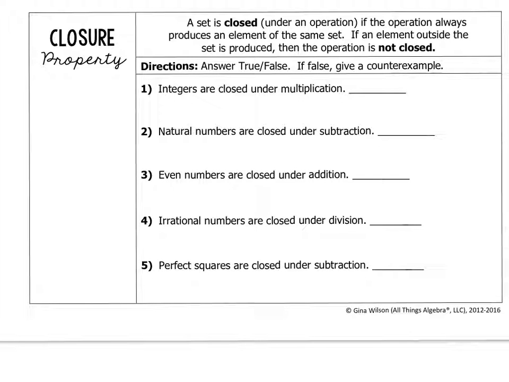Finally, I just want to touch upon this. We haven't really talked about the word set yet, so it's a little bit challenging. But if you read through it carefully, it actually makes common sense. So it says a set is closed under an operation if the operation always produces an element of the same set. So that's one concept that's called closed. And it is not closed if an element outside the set is produced. So the opposite is called not closed. So what do they mean by that? Let's look at some examples.